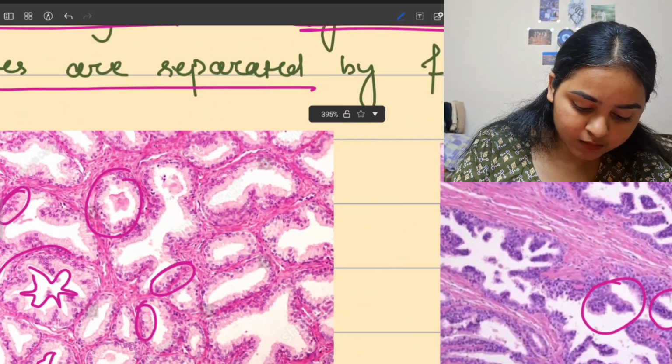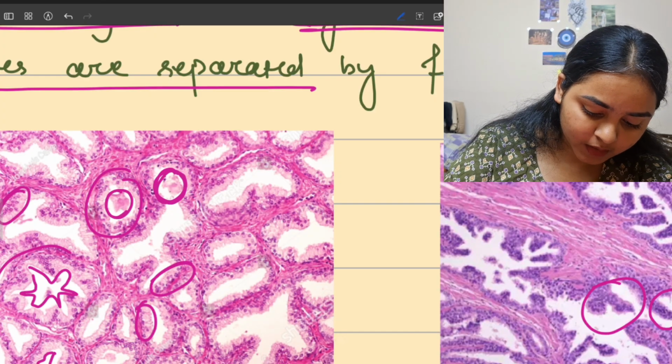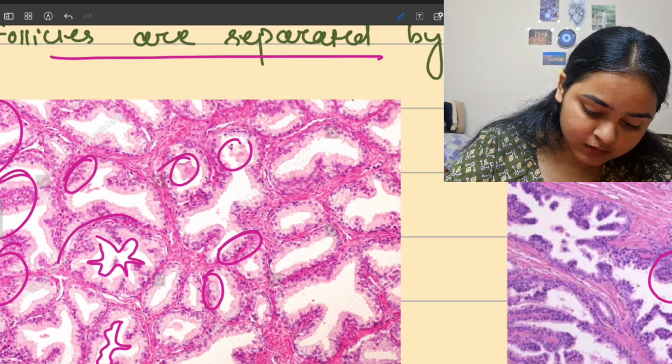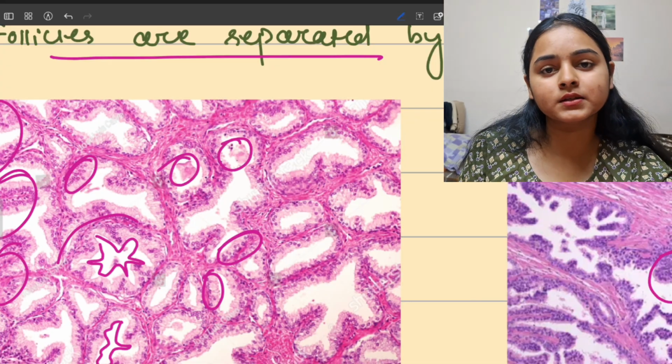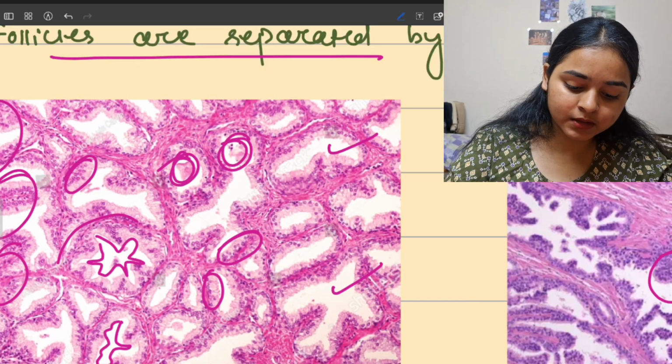And also I forgot to tell you this, you can see these are the amyloid bodies that are present in the lumen. These are the amyloid bodies present in the lumen of the follicles. So it is not present in every lumen, but it is present in some lumen.